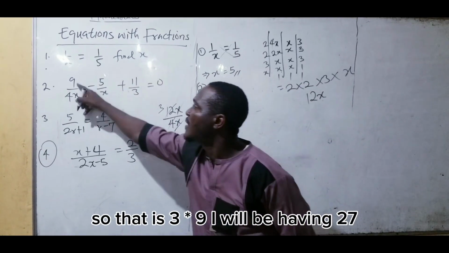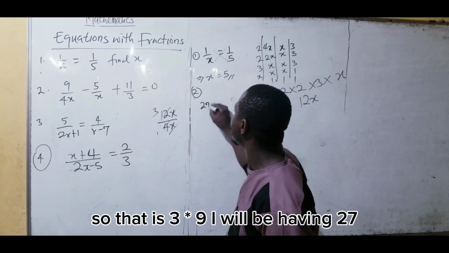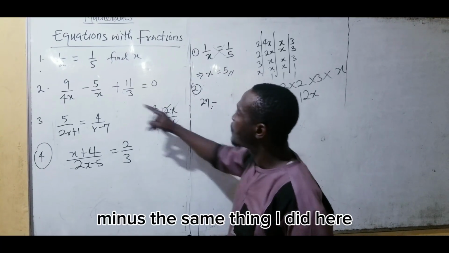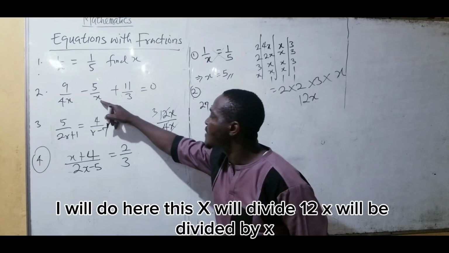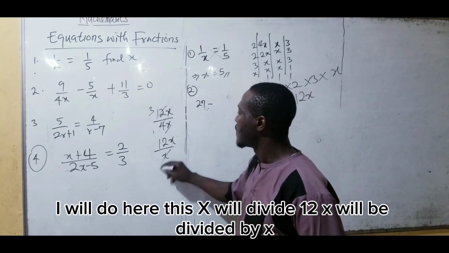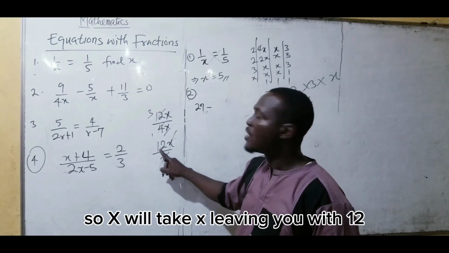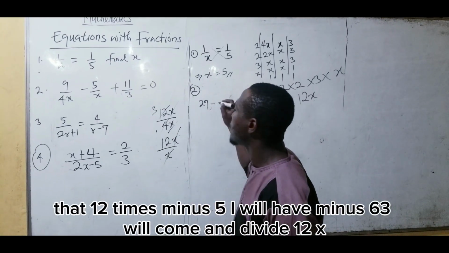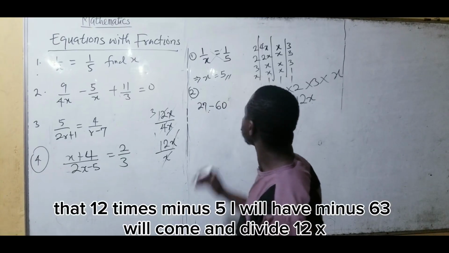I will be having 27, minus the same thing I did here, I will do here. This x will divide 12x. So x will take x, leaving you with 12. That 12 times minus 5, I will have minus 60.